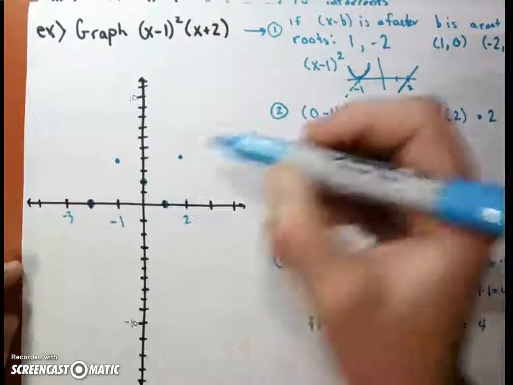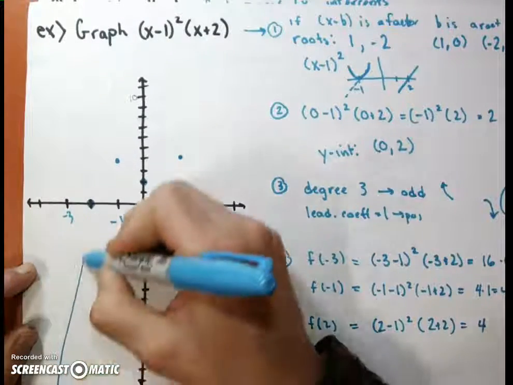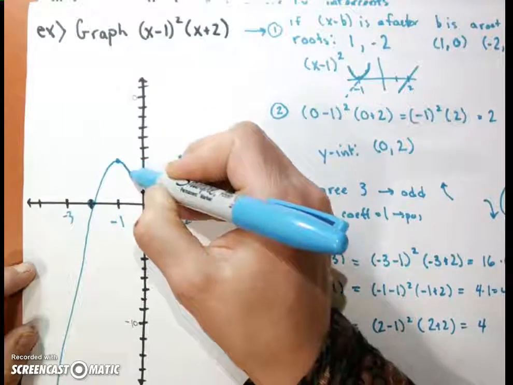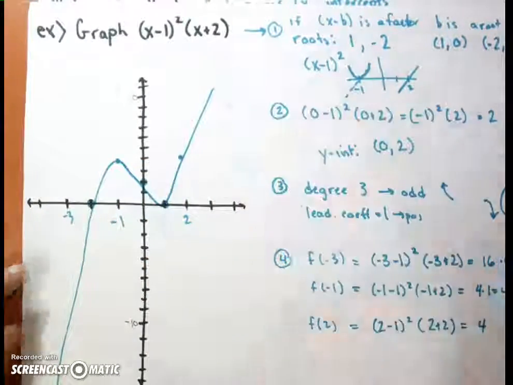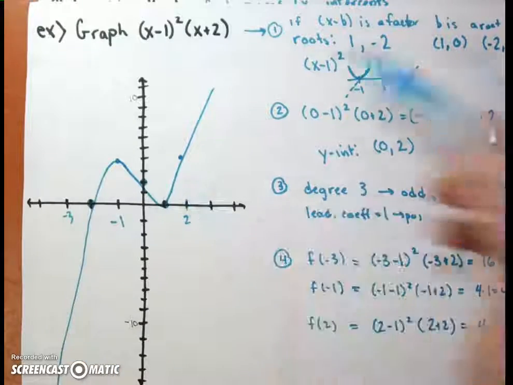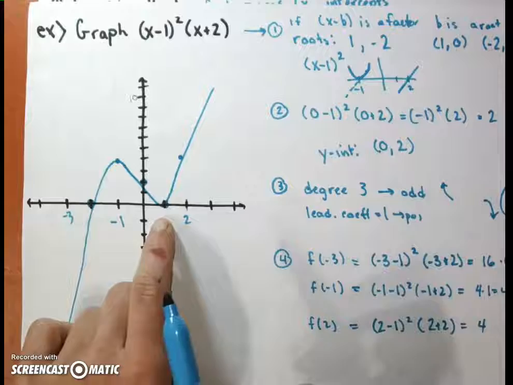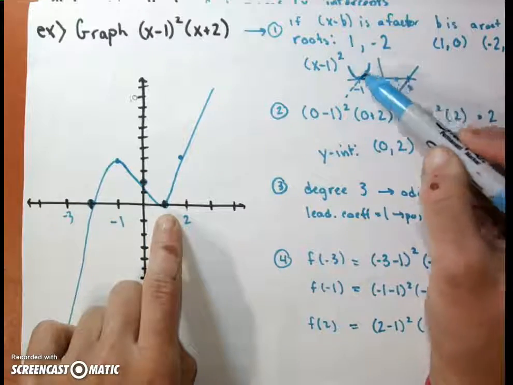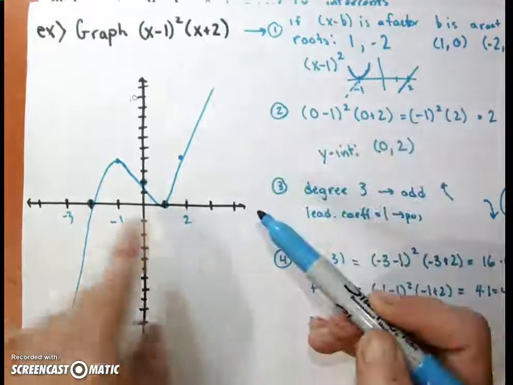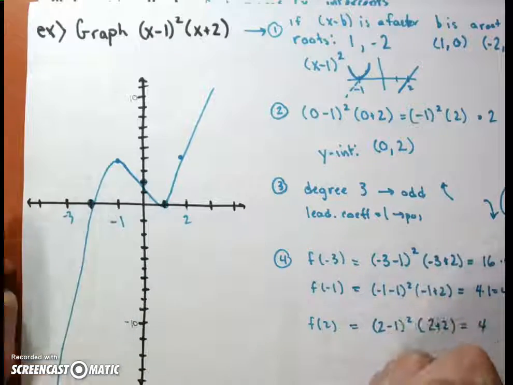So now I can connect up these dots from left to right. The end behavior is as I expected. It just kisses the x-intercept at 1, just like I expected, because there's a squared term for that root, and it goes through at negative 2.